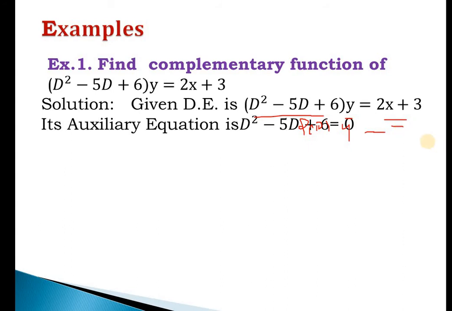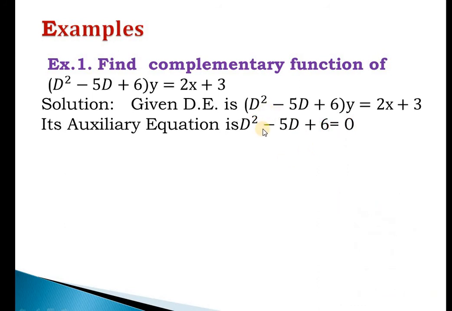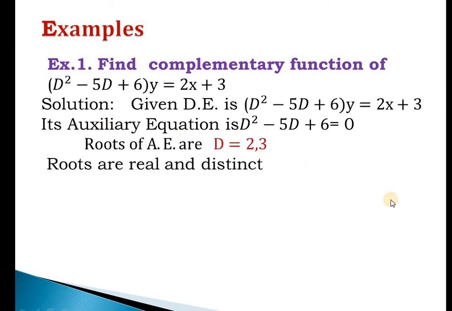So what are the steps for finding the complementary function? First we find the auxiliary equation. For the auxiliary equation, we equate phi of D to 0. So phi of D, D square minus 5D plus 6, is 0. So step 1, find the auxiliary equation. Step 2, find the roots. So the roots of this equation are D is equal to 2, D is equal to 3.